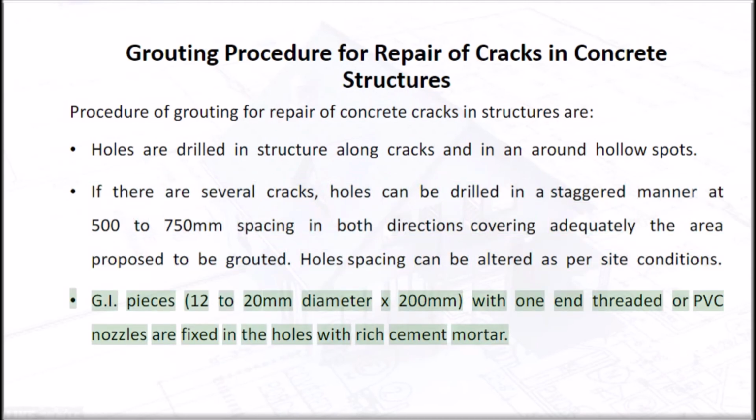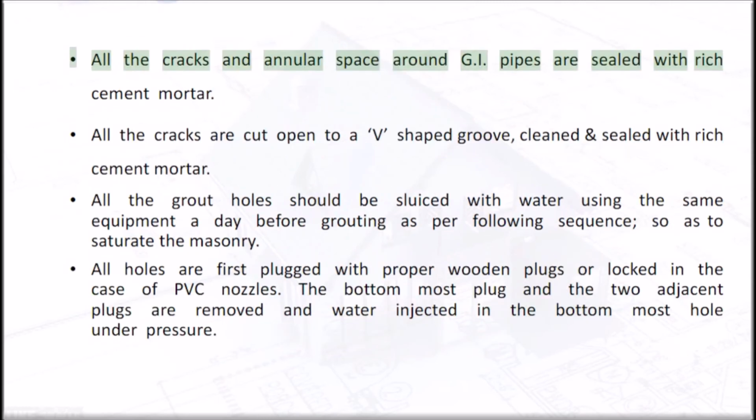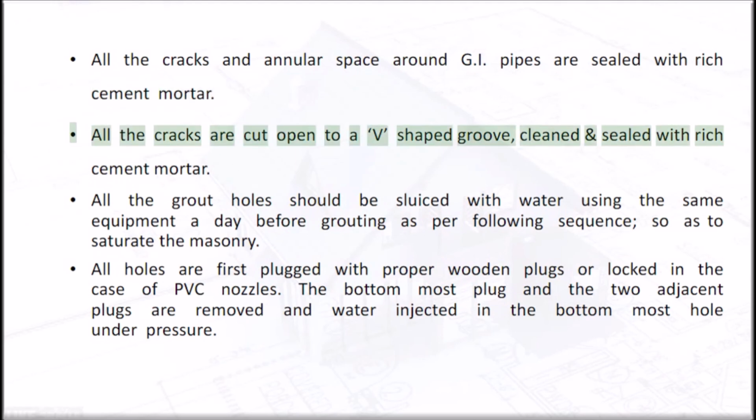GI pipes, 12 to 20 mm diameter by 200 mm, with one end threaded, or PVC nozzles are fixed in the holes with rich cement mortar. All the cracks and annular space around GI pipes are sealed with rich cement mortar. All the cracks are cut open to a V-shaped groove, cleaned and sealed with rich cement mortar.